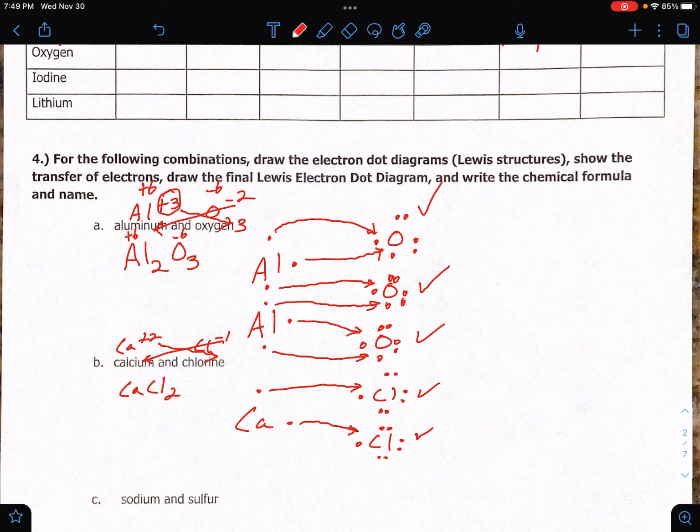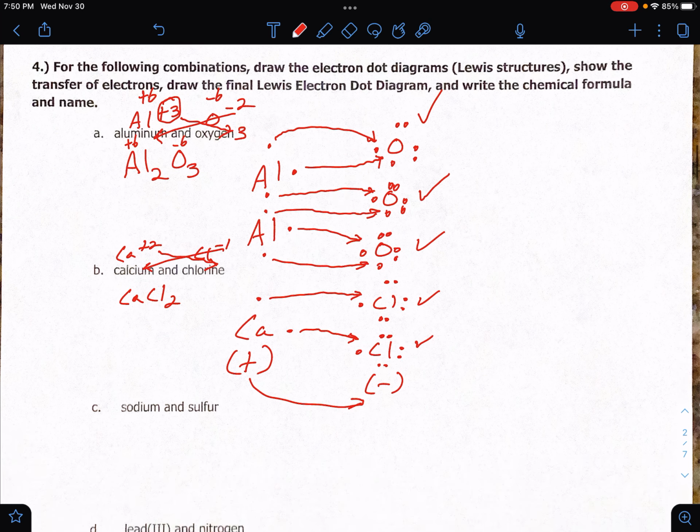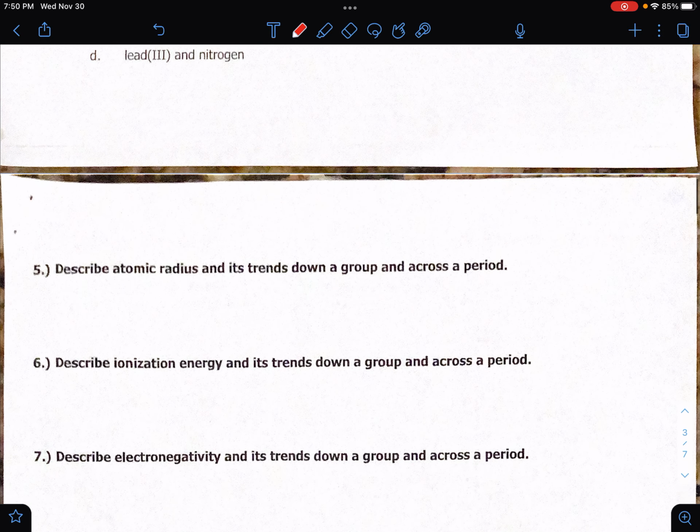So both chlorines have achieved their 8, and now calcium has gotten rid of its 2. So calcium's last shell has basically disappeared because it gave up those 2, and now it has a full shell as well. So this is more of just a visual on how these bonds are occurring. You're just basically giving electrons from the cation, the cation's over here, and the anion's over here, to the anion. Okay, so now let's move on to the next section.